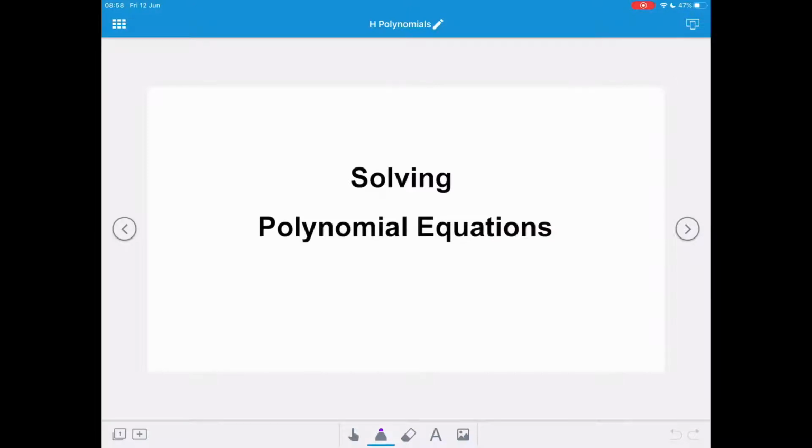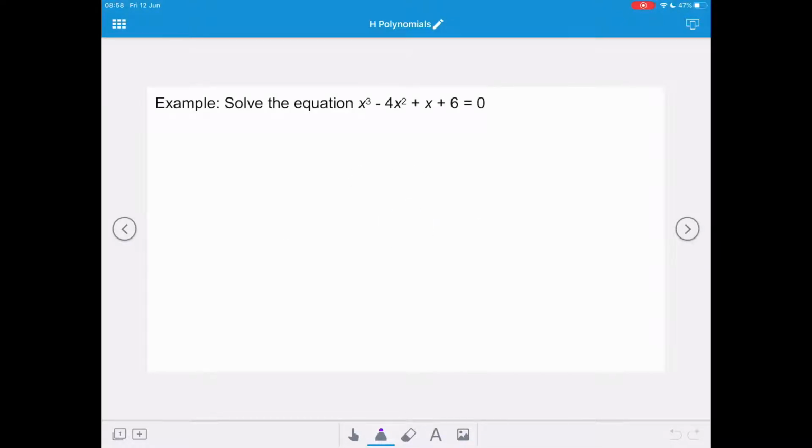So now that we know how to factorize polynomials fully, we can go about solving polynomial equations. So in this example, we want to solve the equation x cubed minus 4x squared plus x plus 6 equals 0. So we're going to set up our synthetic division, and we need to decide what our divisor is going to be by looking at the plus 6 constant term at the end of our polynomial. And so we need to think about the factors of 6 that we could use as our divisor. And we've got plus or minus 1, plus or minus 6, plus or minus 2, or plus or minus 3.